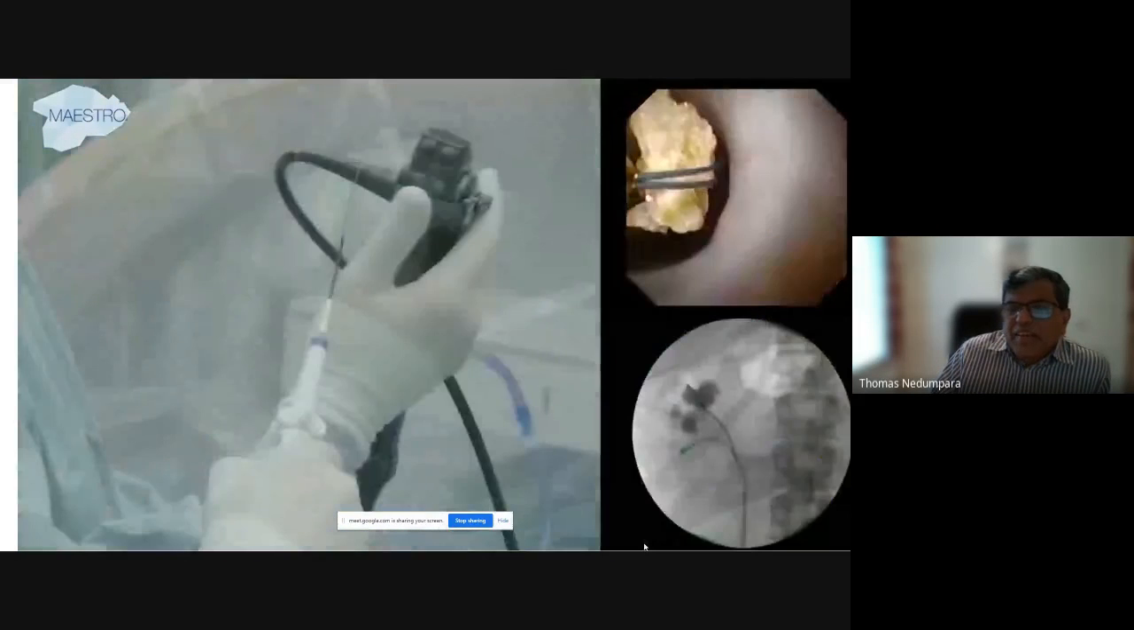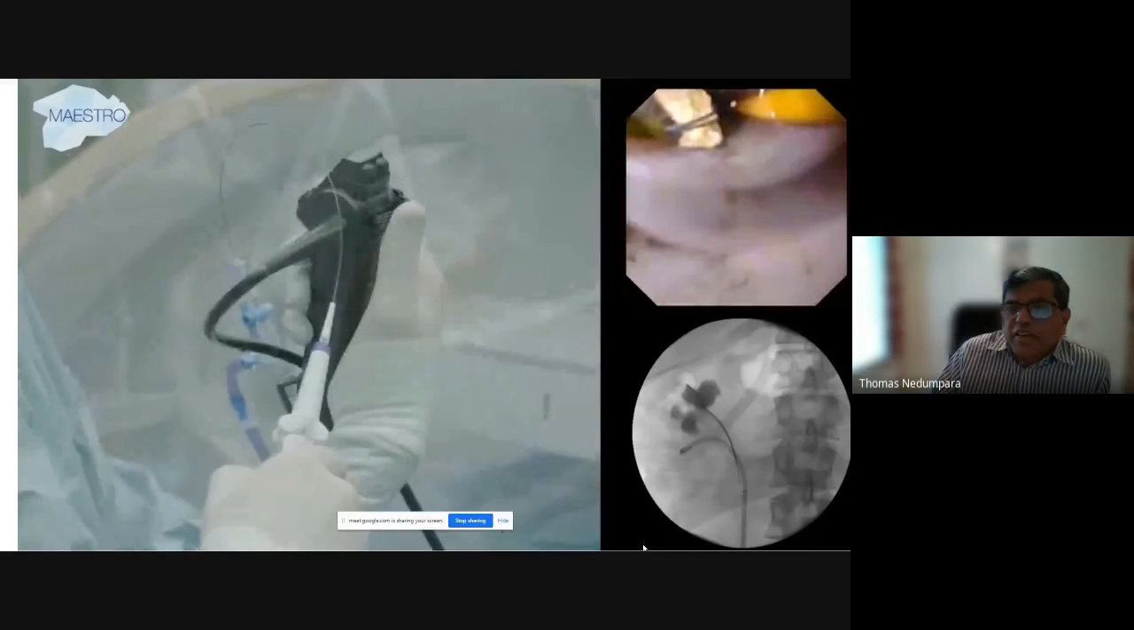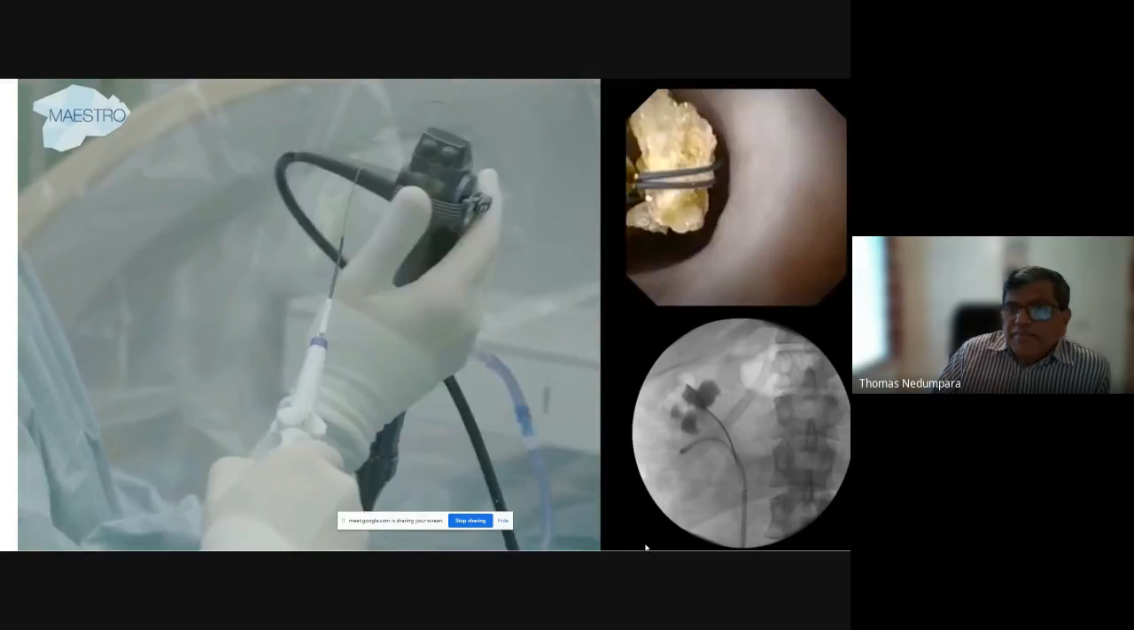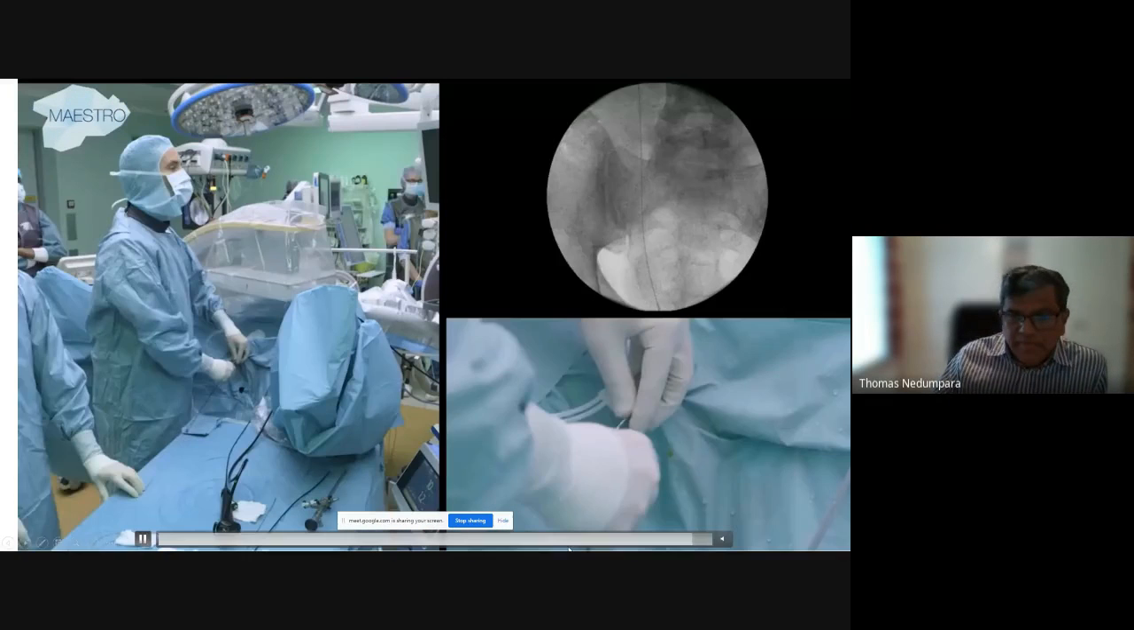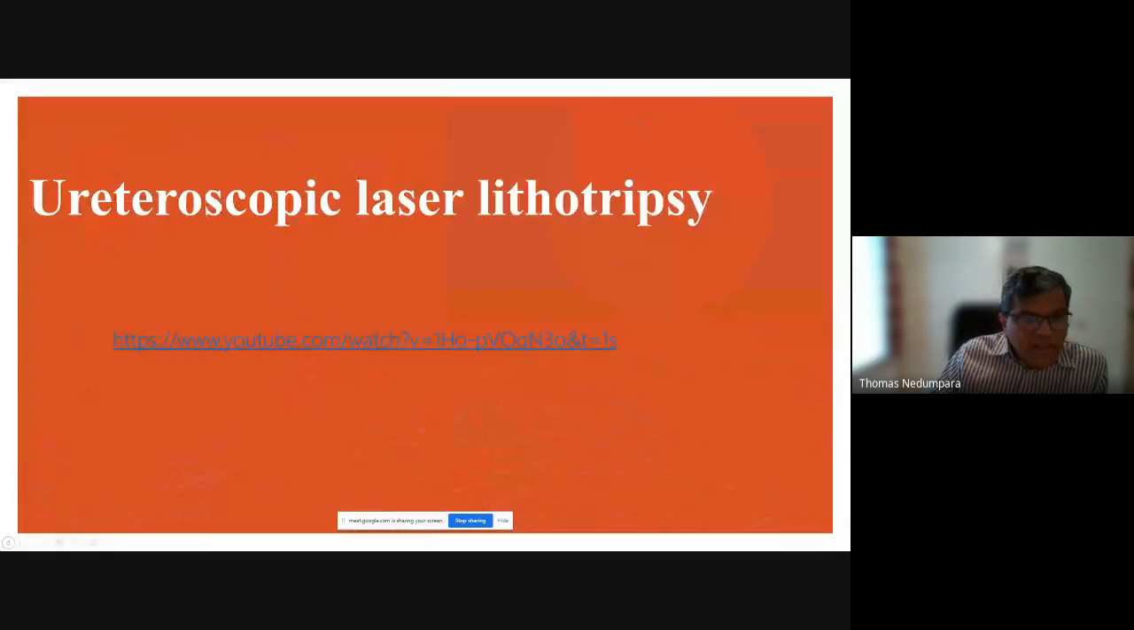So what they have done is they introduced a small basket to remove a small stone for analysis. So that is how we remove a stone from the ureter.